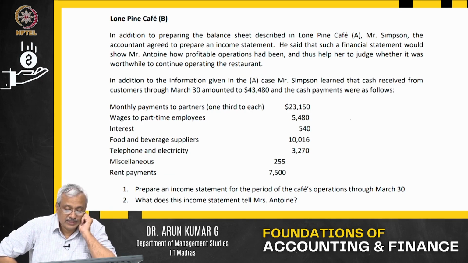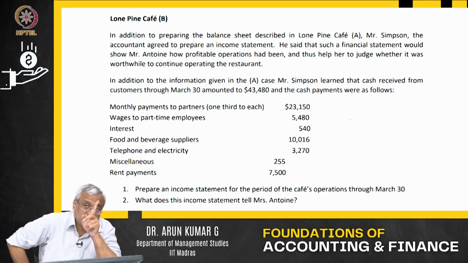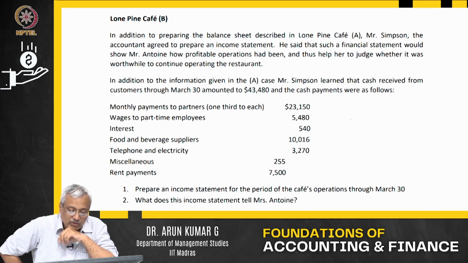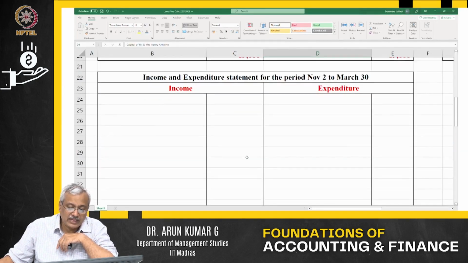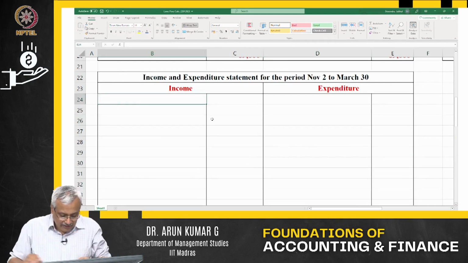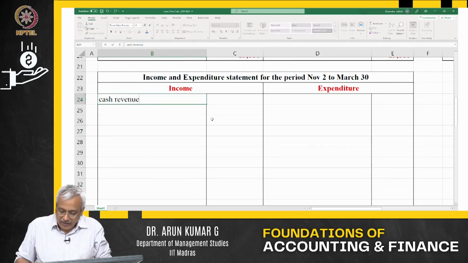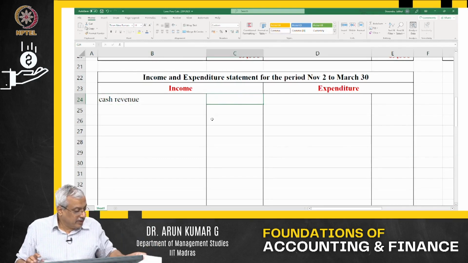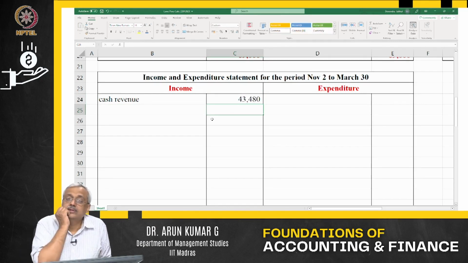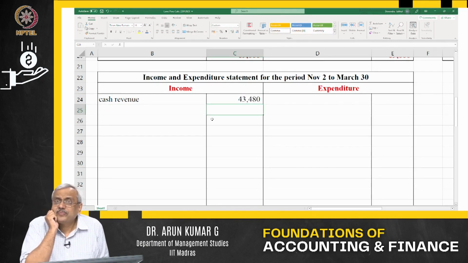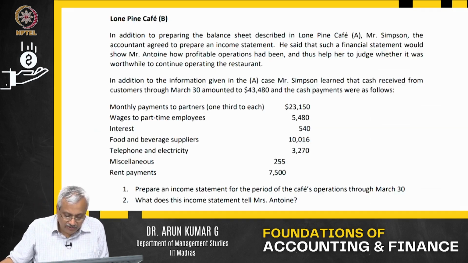In addition to the information given in case A, Mr. Simpson learned that the cash received from customers through March 30th amounted to 43,480. When cash is received from customers, what does it mean? It means your revenue income. That is cash revenue. The cash revenue is about 43,480. Is that all the revenue, or is there some more revenue out there which I missed? If I go back to the statement, I don't see anything else.